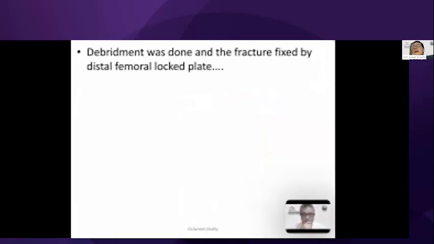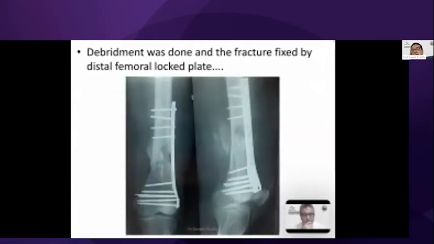Debridement was done and the fracture fixed by distal femoral locked plate. This is the X-ray after fixation. We can see the X-ray is good, fixation is good, but we will see the scenario now, how the patient continued.